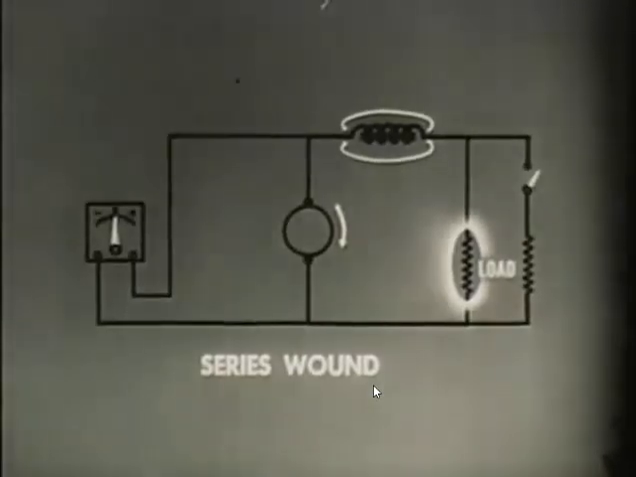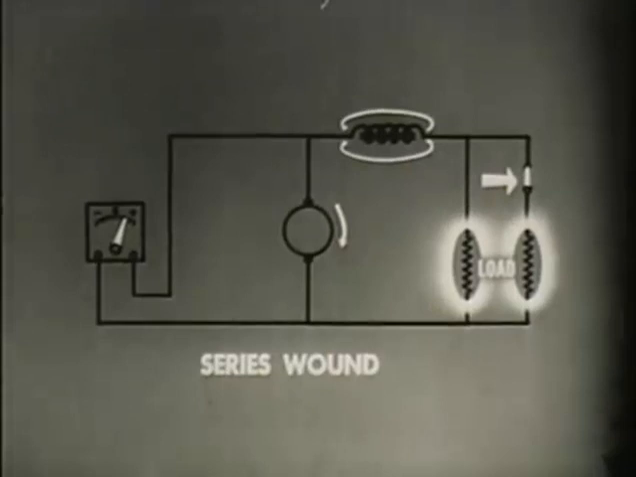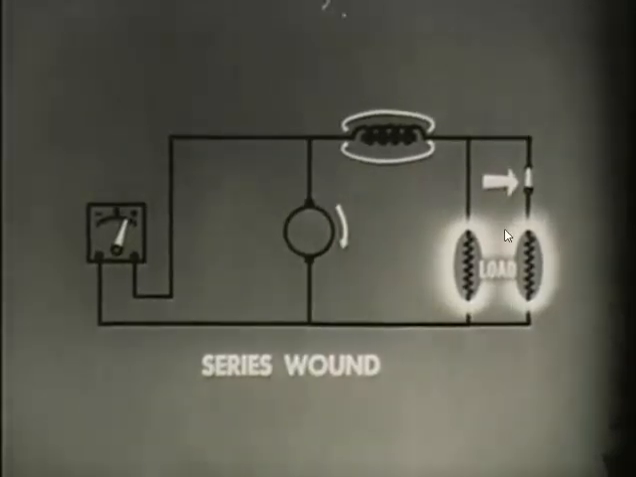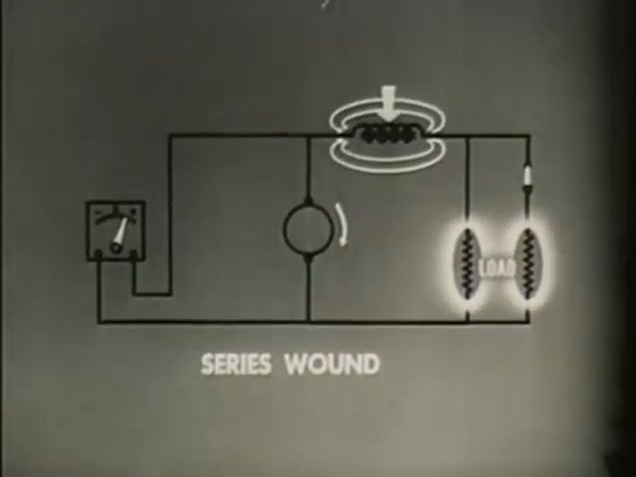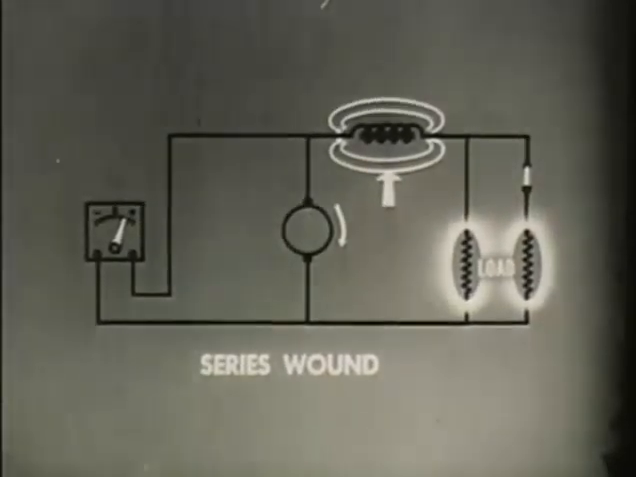Because of this series arrangement, it has poor voltage regulation. The reason for this can be demonstrated in the following manner. Additional load will cause more current to flow in the field coil. Semakin tambah beban, maka akan semakin menambah arus yang mengalir ke sini. Maka magnetnya jadi semakin kuat. Increase in field strength increases voltage. Increase in voltage causes more current to flow. This continuing action stops only when the core is saturated.